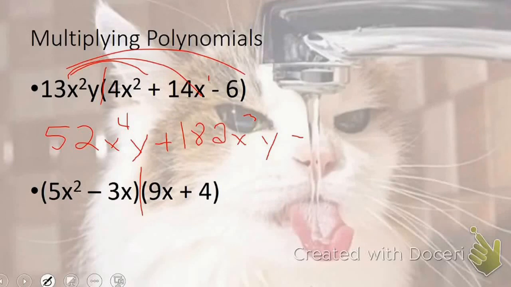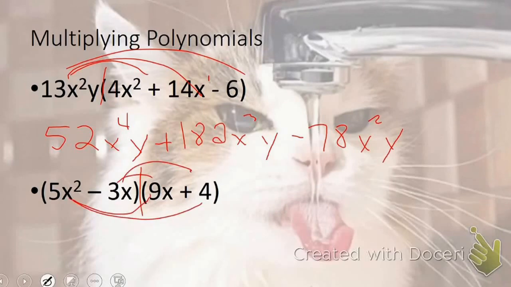That is also a big number. We get 78. X squared and y just kind of follow along. Right? So that's a monomial times a trinomial. In this case, keep the base, add the exponents. But what do we do when we have a binomial times a binomial? You ready for this?